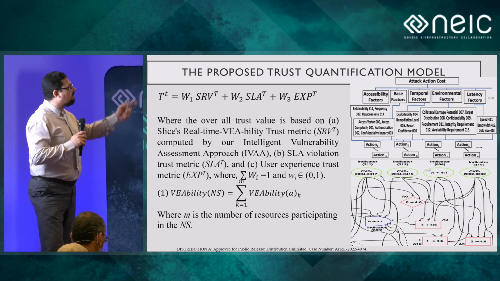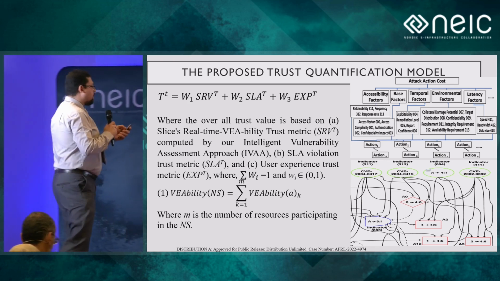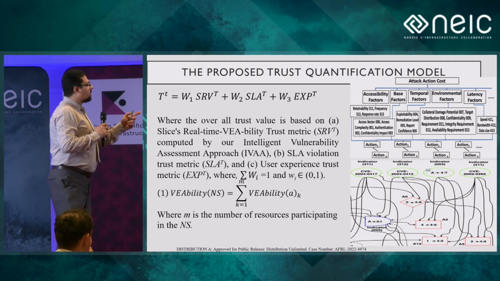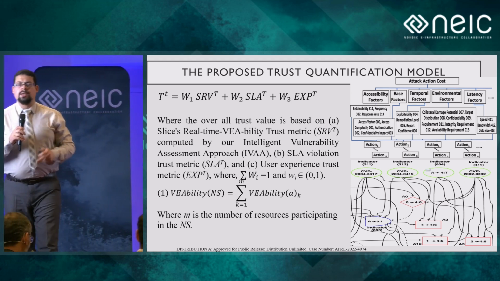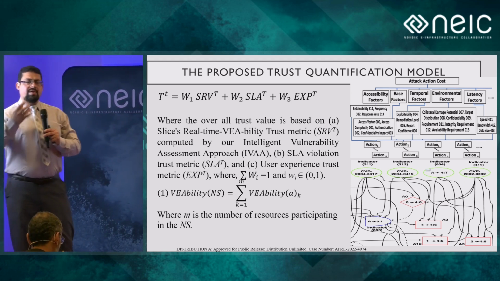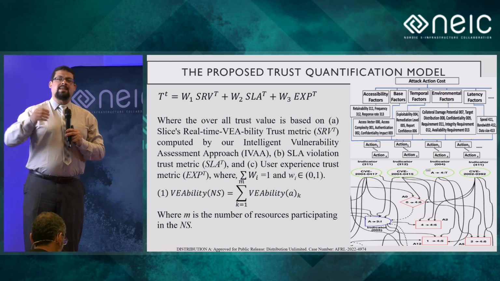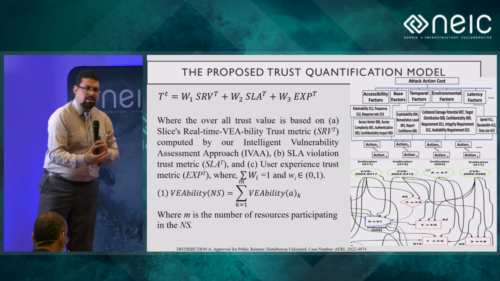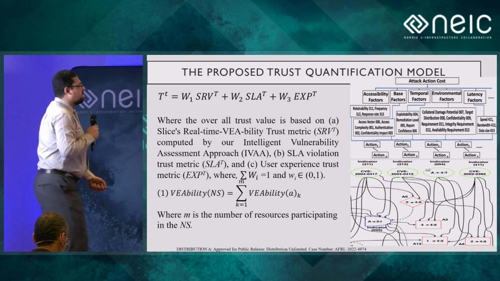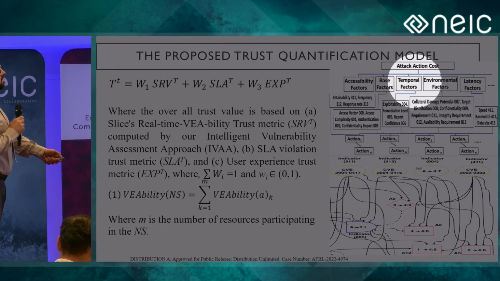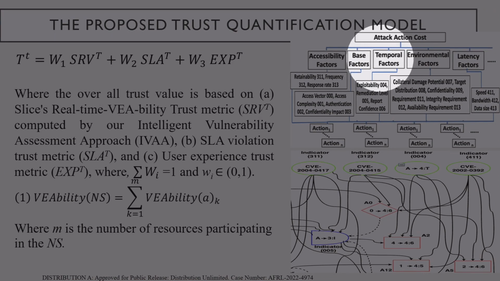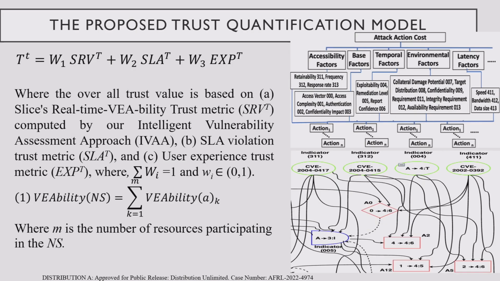So how can we quantify these three parameters? For the first parameter, which is the SRV, we use our intelligent vulnerability assessment approach, which we developed as part of this project as well. According to this approach, we evaluate the trust based on the accessibility of the attacker to a certain component in the network. So if you look at the attack tree here, the attack tree refers to components where the attacker can start the compromise from a certain point until he reaches a certain point. Like he can start from the workstation within the 5G network until he shuts off the antenna, the 5G antenna. Okay?